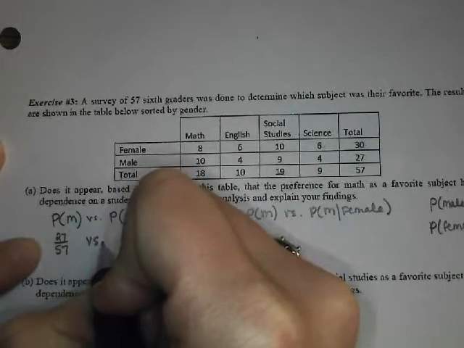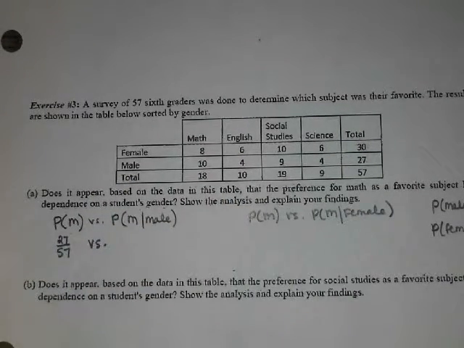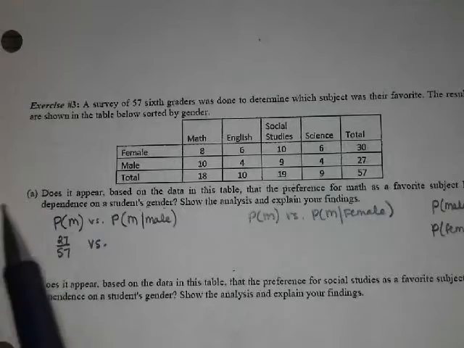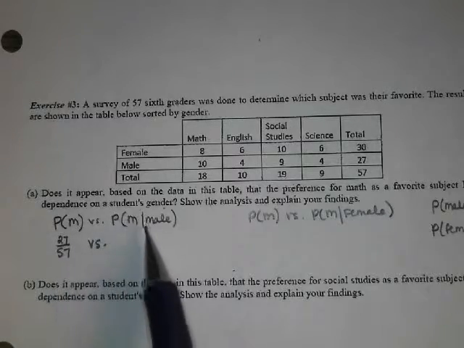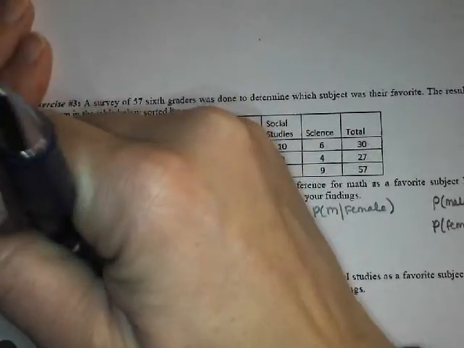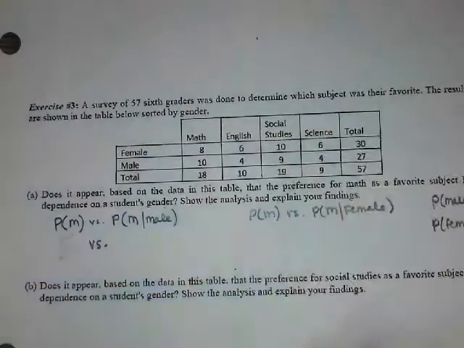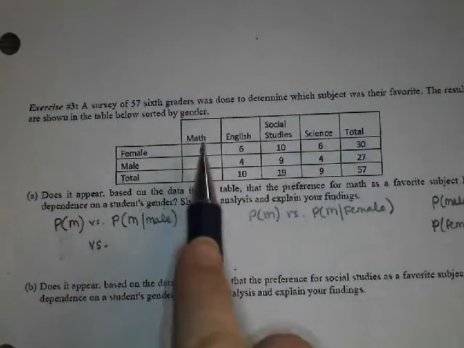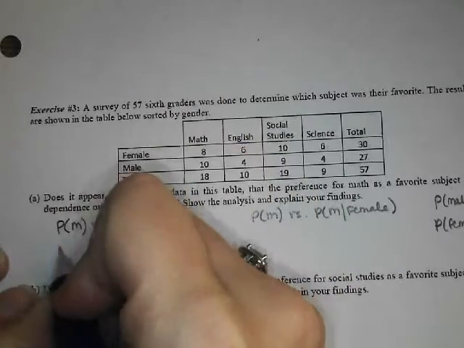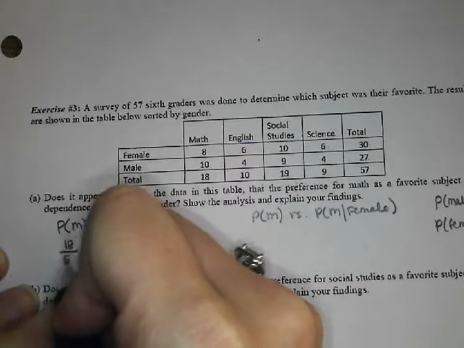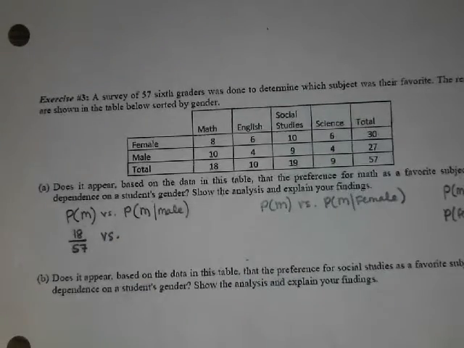And I'm going to compare that to, and here's where our conditional comes in. Oh, I wasn't supposed to be probability of male. M is standing for math. We got to back up. What is the probability that someone likes math? 18 out of 57. Sorry about that. Of course I make it confusing with 2 M's.